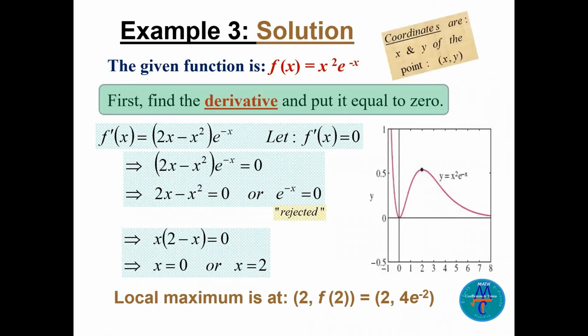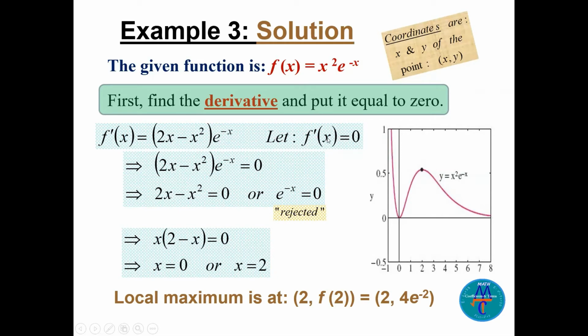I put here the meanings for that, just to remind you from the algebra course. Coordinates are x and y of the point (x, y). Now we find the derivative of this function, x squared e to the power minus x. The derivative we have seen: (2x minus x squared), in the bracket, times e to the power minus x.